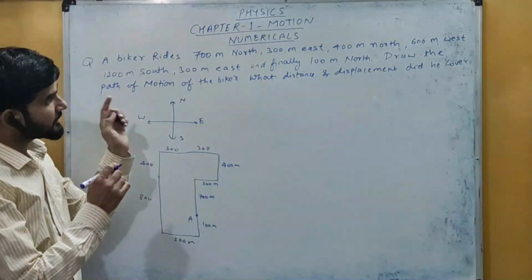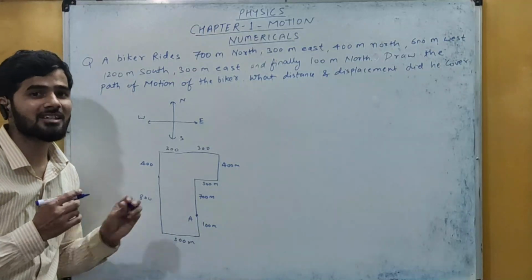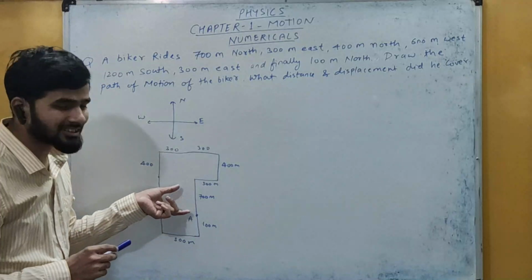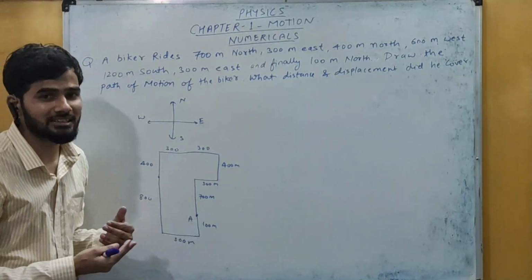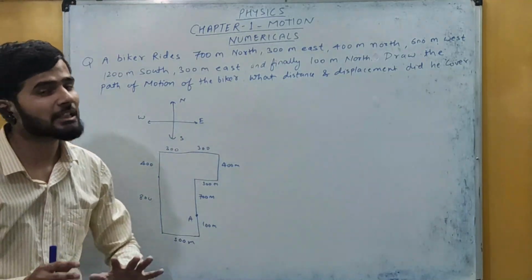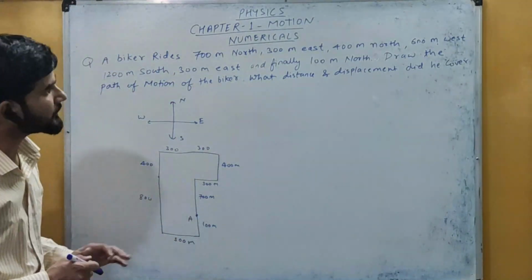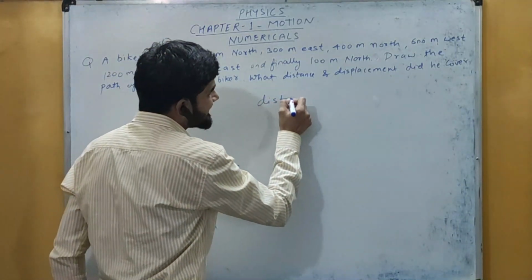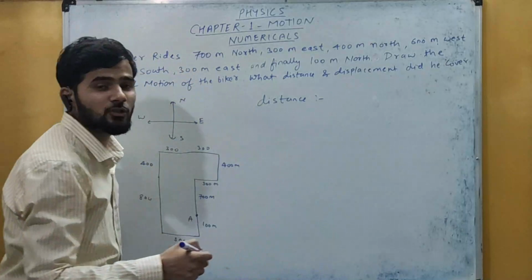Okay, so while drawing the path for such kind of numericals, you should take care of how much distance the body has traveled previously in that particular direction. उसके according जब आप बनाओगे तो आपका ये exact बनेगा. Okay, so now you have to calculate the distance and displacement. So first of all, we'll calculate the distance. Now distance, that is the actual path length.